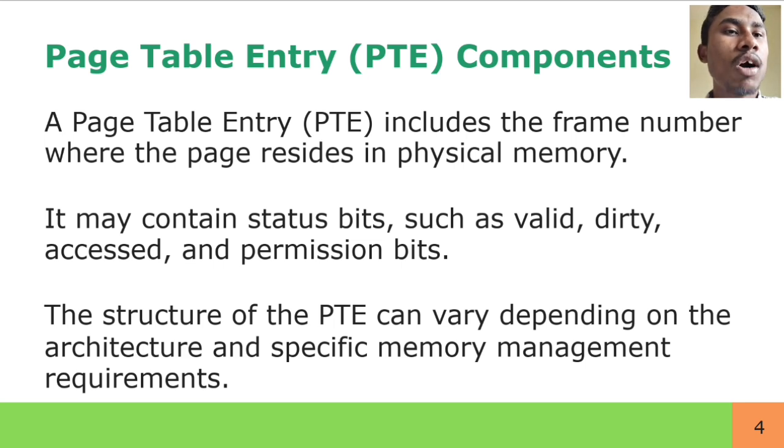Page table entry components. Some of the page table entry components are: a page table entry includes the frame number where the page resides in physical memory. It may contain status bits such as valid, dirty, accessed, and permission bits. These are stored in the form of bits, zeros and ones, and these bits are of various types that we have discussed in the last slide. The structure of the page table entry can vary depending on the architecture and specific memory management requirements.